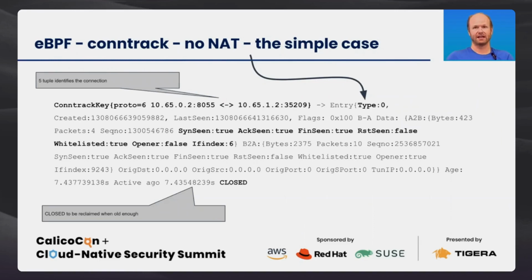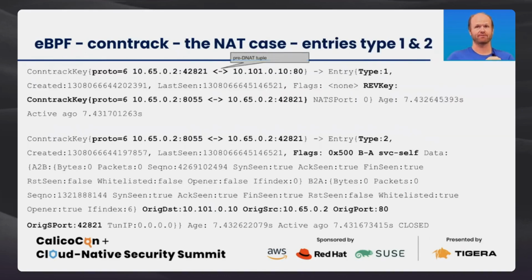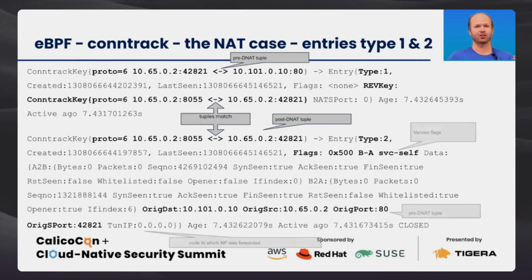In case of NAT and in case of a service, things are slightly more complicated. There will be an entry that shows the client and the service, that's the pre-DNAT tuple. And that also contains the reverse key, which identifies the connection in the opposite direction, from the destination towards the original pod or towards the original client. This tuple has to match with the entry that maintains the properties of the connection, the same entry as I described on the previous slide. However, now it has a different type, which signals that we also maintain information about the connection, how it looked before we translated it.